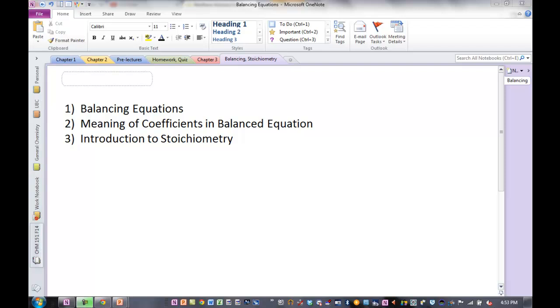Hi everyone. I hope to record a pretty short pre-lecture here. What I want to do is just make sure we're all okay at balancing equations by inspection. We'll then talk about what the coefficients in a balanced equation mean, and how that relates to stoichiometry. I want to introduce stoichiometry, not do much with it, but get you thinking about it as well. So let's start out by practicing balancing an equation.